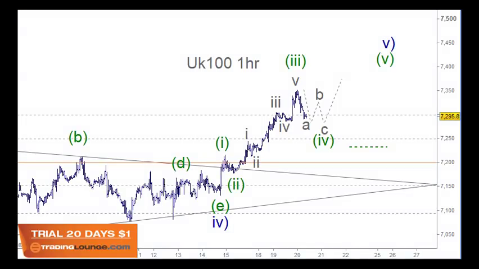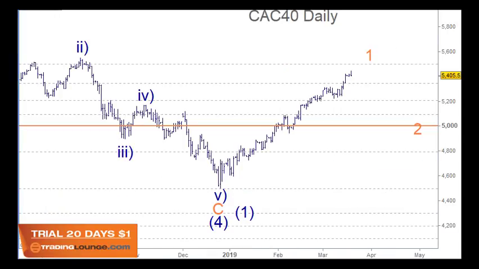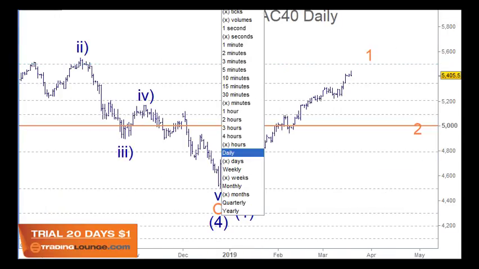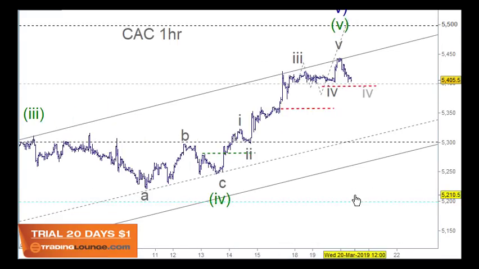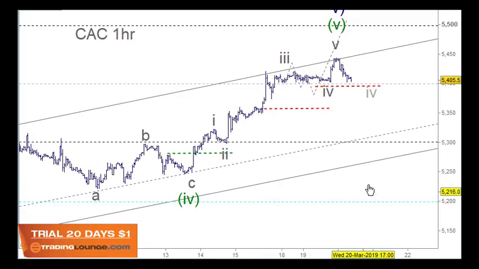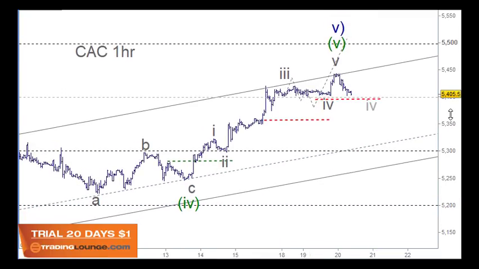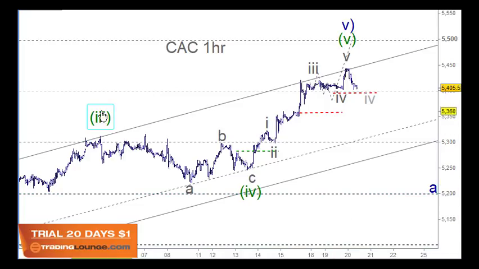And this is the same for France as well. Let me just find France here, the CAC. So for the CAC here, we're looking at much the same thing here, wave 3 here, an A and a B and a C here for wave 4. So it suits a wave 4 here, as an A and a B and a C here.